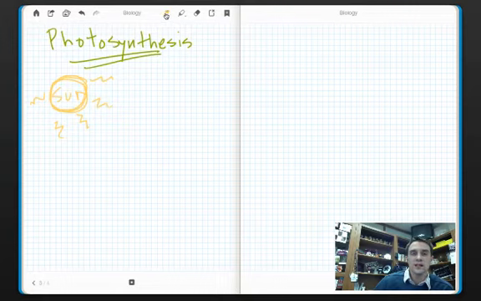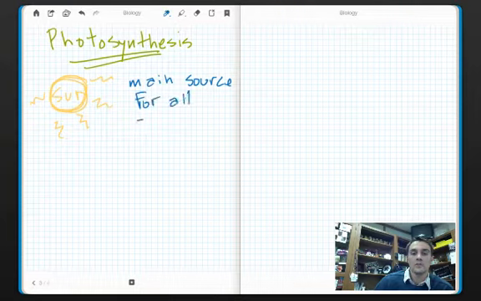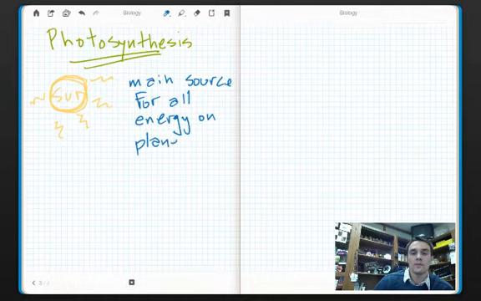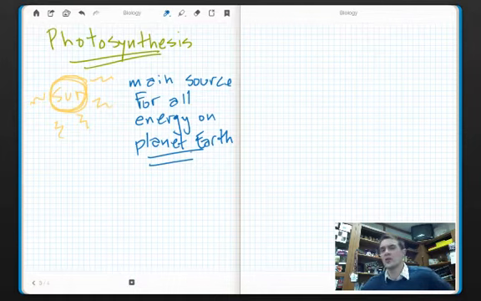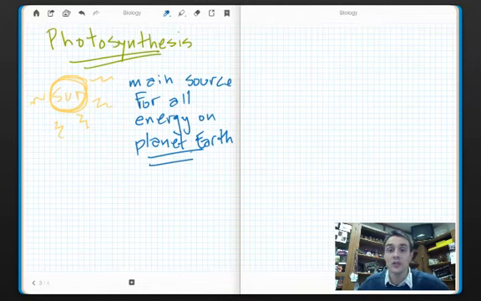The sun is the main source for all energy on planet Earth. So this helps us to differentiate between autotrophs and heterotrophs again. Being a heterotroph, an animal, you and I, we cannot go out and just absorb the energy being radiated off of the sun and generate our own chemical energy to fuel our cells. We can't do that. Plants can, though.